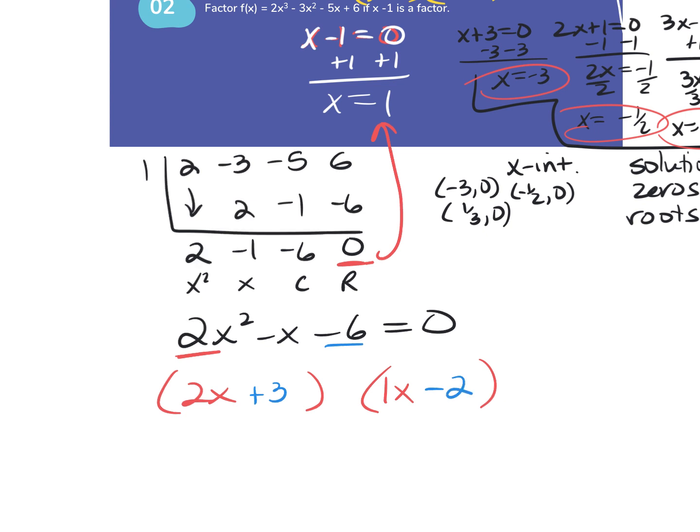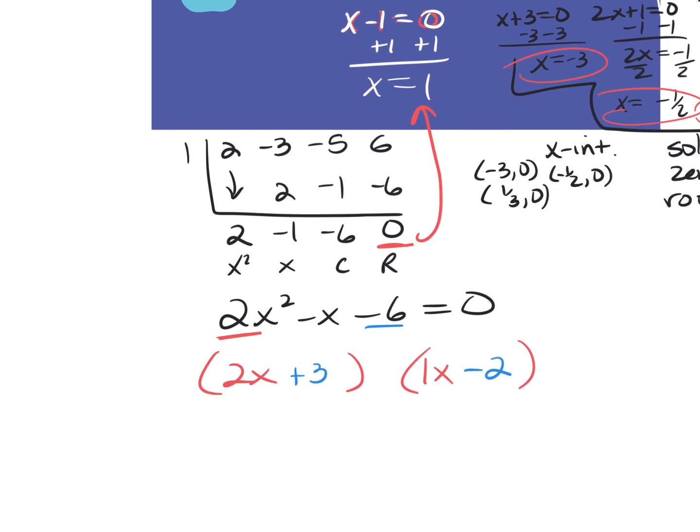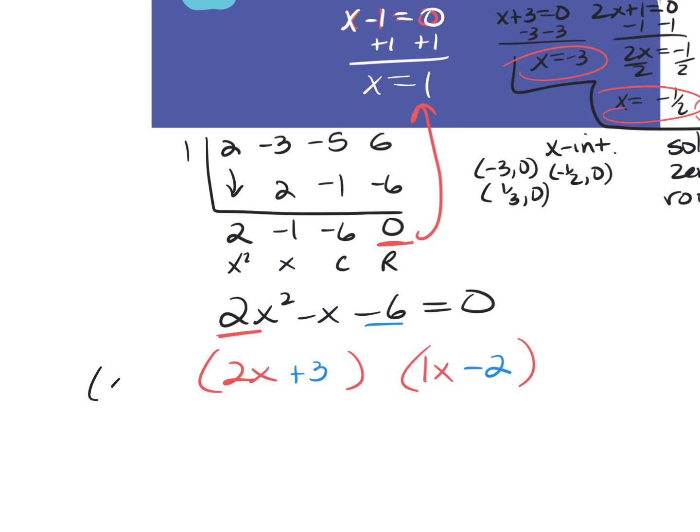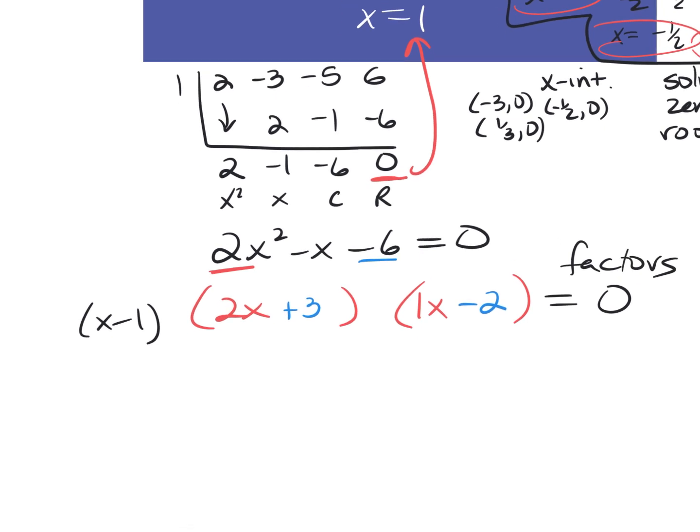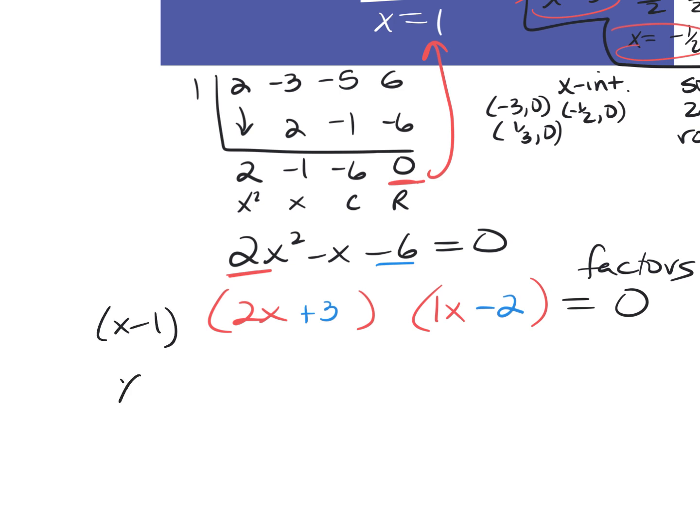Now, once you do this guess and test, if you don't do the whole grouping, you need to double check and FOIL this that it does give you that middle term. And it does. Now, if it asks you to list the factors, you also would have to list the original one they gave you. So these are the factors of the polynomial. And now to get the solutions or the zeros, set each of the factors equal to 0.